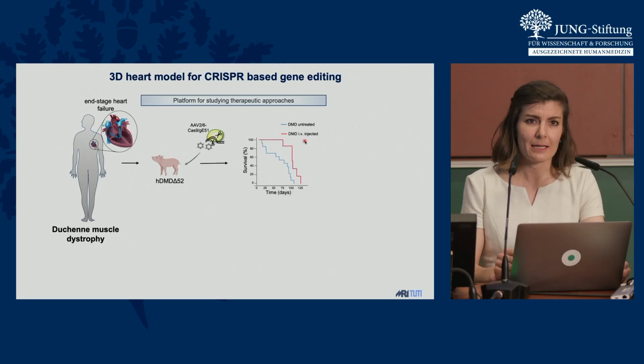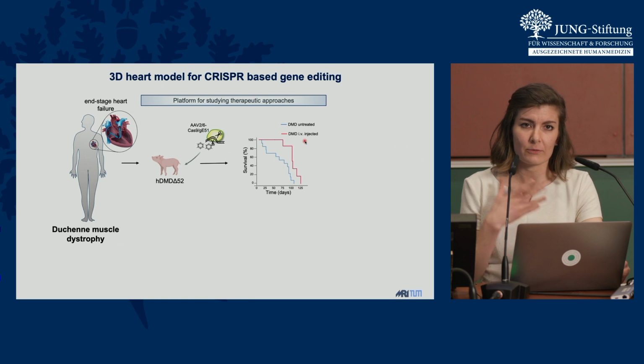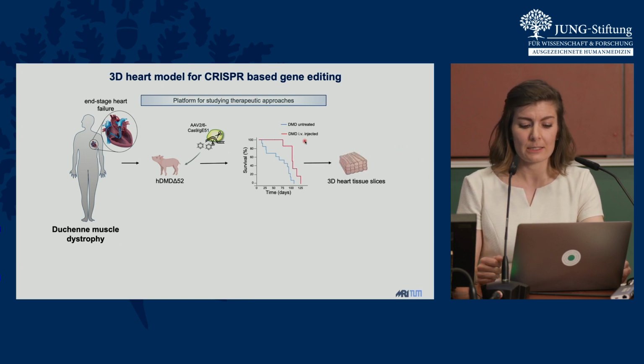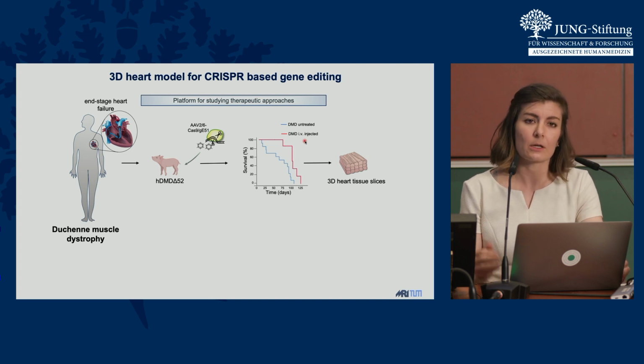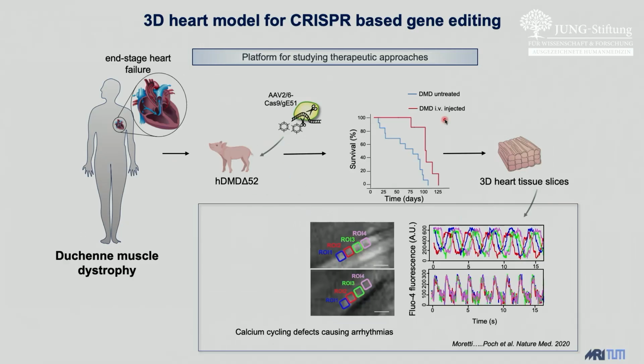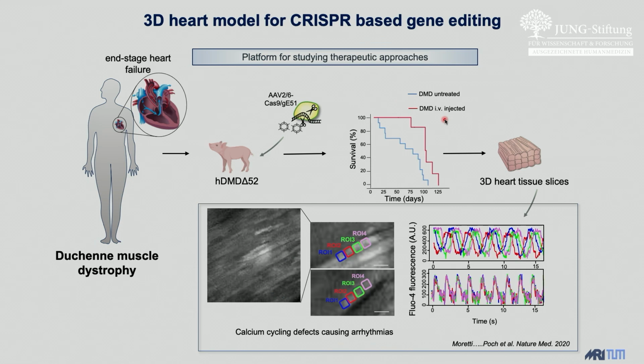But to understand the therapeutic effects of this reframing and gene editing, we generated heart tissue slices of these pigs to understand what is happening on a single cell level. And we were quite happy to identify that underlying calcium cycling defects caused arrhythmias in untreated pigs, but these were almost entirely abolished after the correction of the mutation.